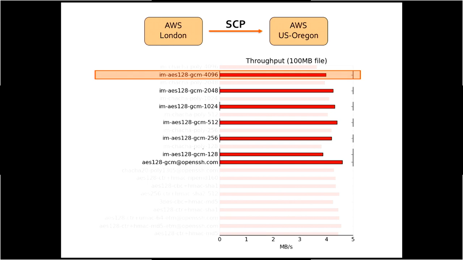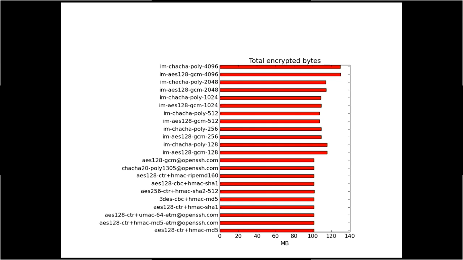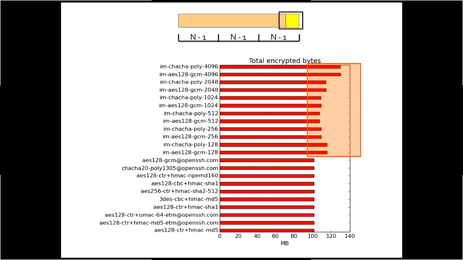And this behavior is probably best described with the next chart, which shows how many bytes of ciphertext are sent when we did this 100 megabyte transfer. So for the existing modes, there's quite a uniform amount of ciphertext being sent. The story is very different for the IM modes. And the reason for this is the padding that we needed to apply to make the scheme usable in practice, or to allow arbitrary length encryptions.